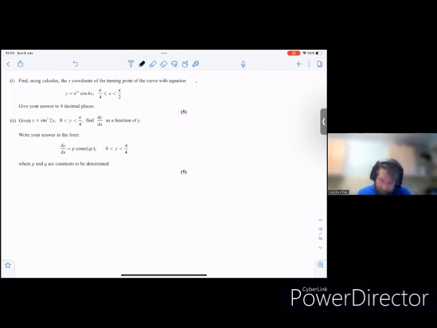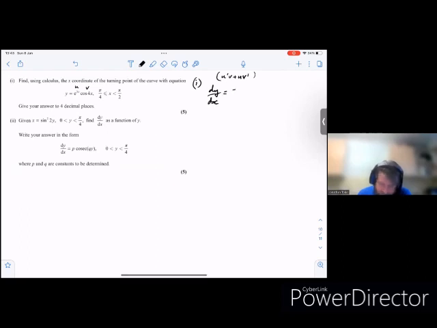Part I. Let's find the turning point. So this is a product rule, so it's uv. We're going to use u dash v plus uv dash. And we get dy by dx.